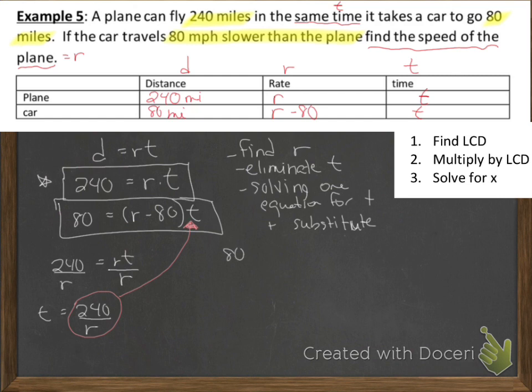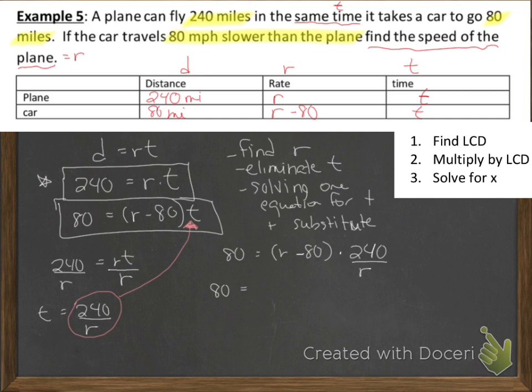So our second equation becomes 80 is equal to r minus 80 times, not t anymore, but instead of t, what are we going to write? We're going to write 240 divided by r. Okay, so let's take a minute and look at that, think about it. Does this look like anything? Does it remind you of anything? Well, let's rewrite it a little bit.